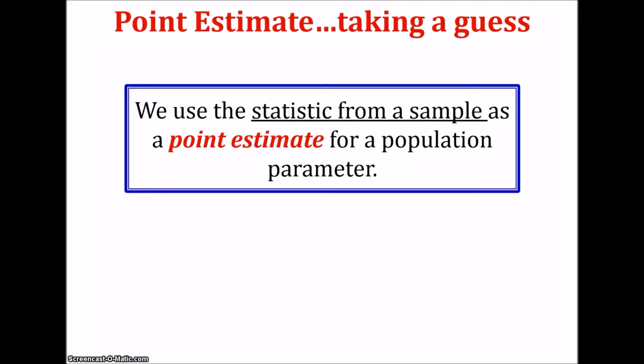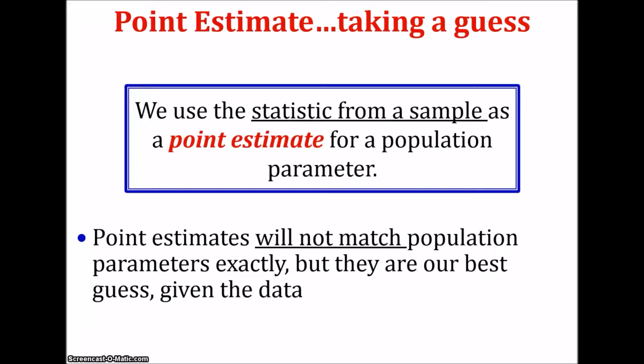So this estimate, the single number estimate, the 32% in that example, is called a point estimate. We use a statistic from a sample as a point estimate for the population parameter, and it's just our best guess at what the population parameter is based on our data. But we have to remember that because the actual value of our point estimate depends on who ends up in our sample, point estimates will not match population parameters exactly. They're just our best guess given the data.